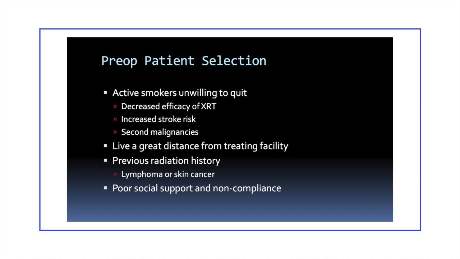There can be concerns of decreased radiation efficacy with smoking, and so perhaps that would push us to offer surgery more aggressively. If they live far from a distance for radiation, the one-time treatment of surgery could be attractive for those patients. If the patients have had previous radiation for other cancers, that would make re-irradiation difficult. Poor social support and non-compliance could also be factors that play into which treatment route we recommend for patients.